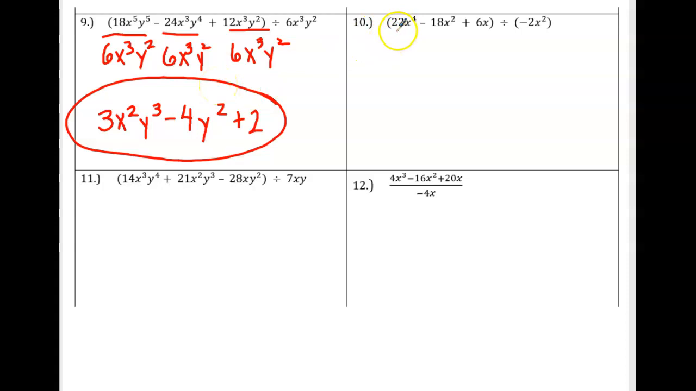All right, number 10, when we try number 10, negative 2x squared, we're dividing each term by the negative 2x squared.